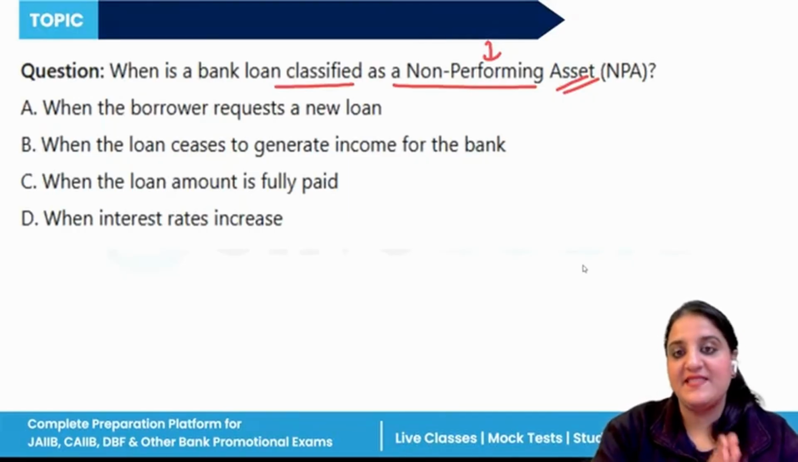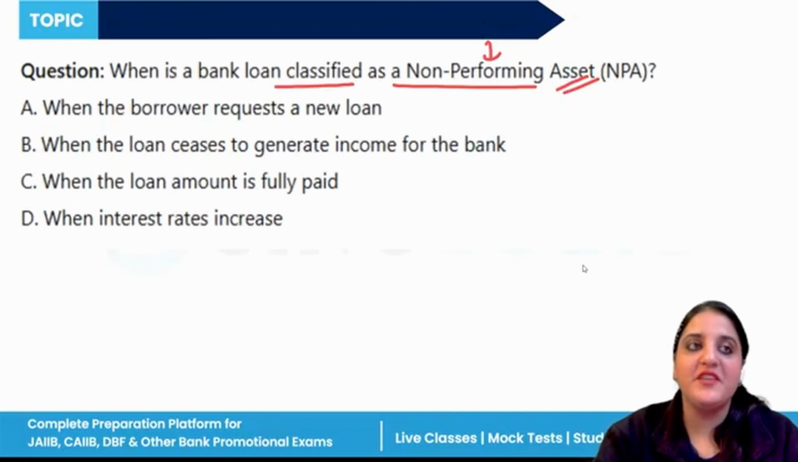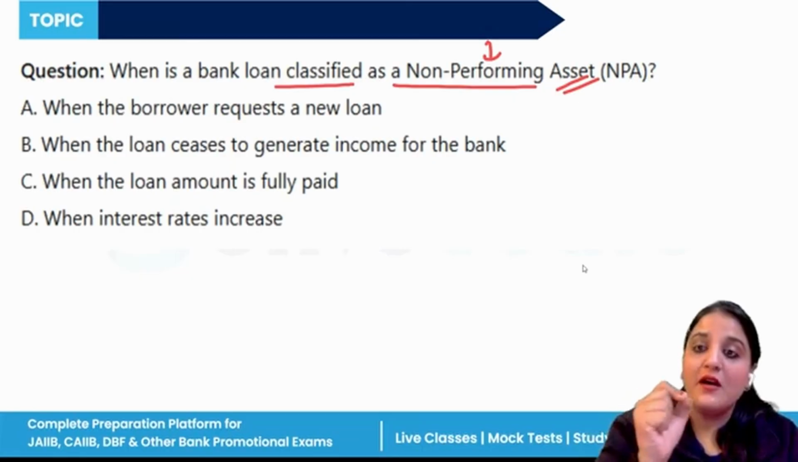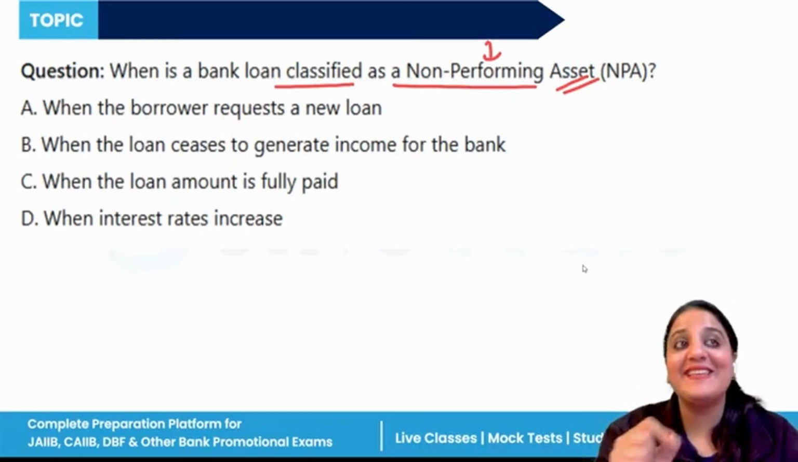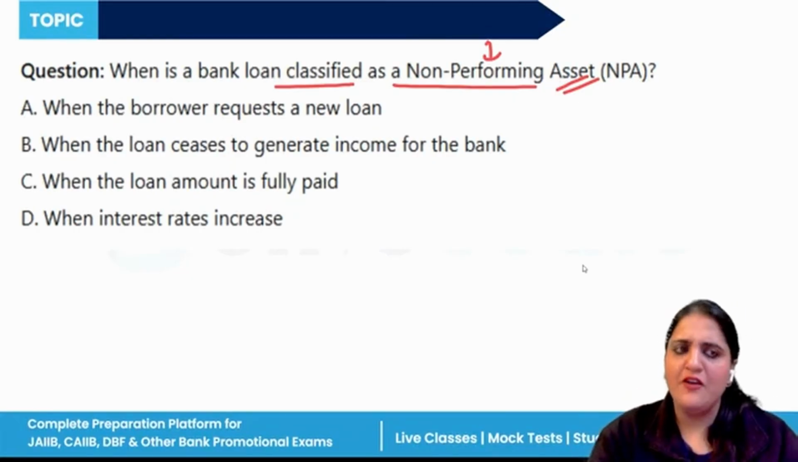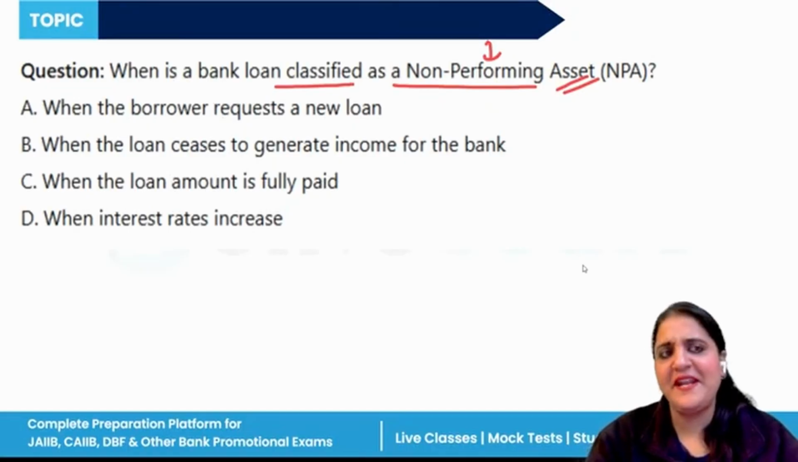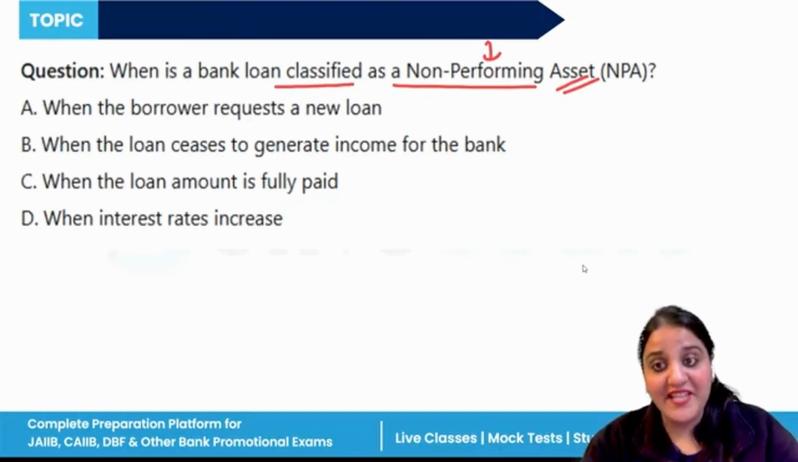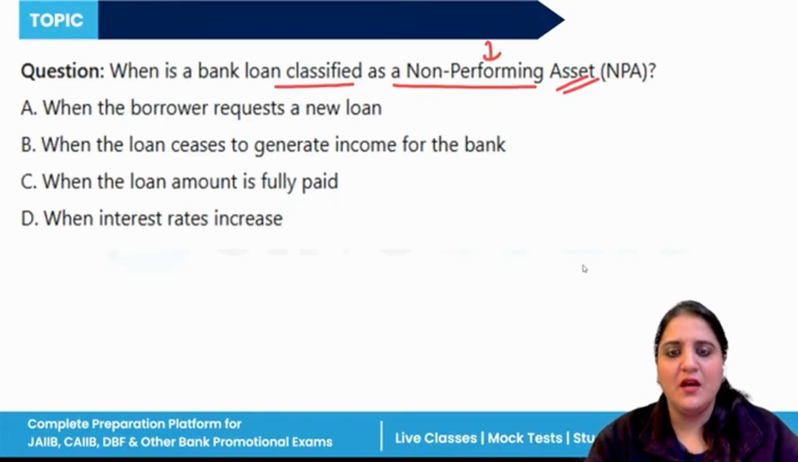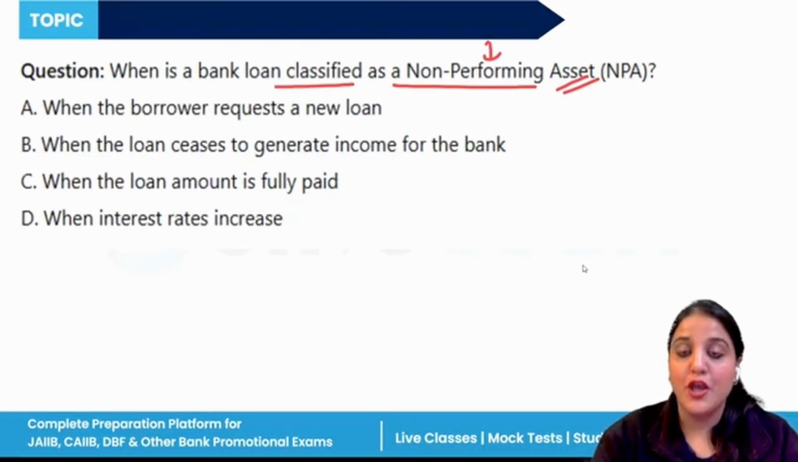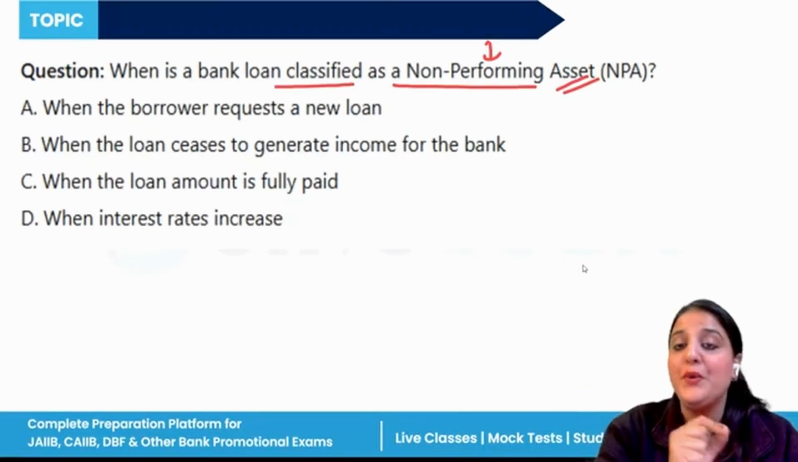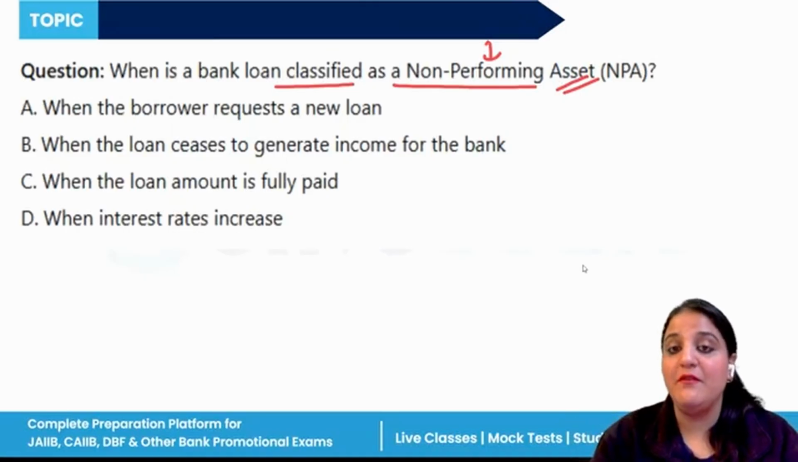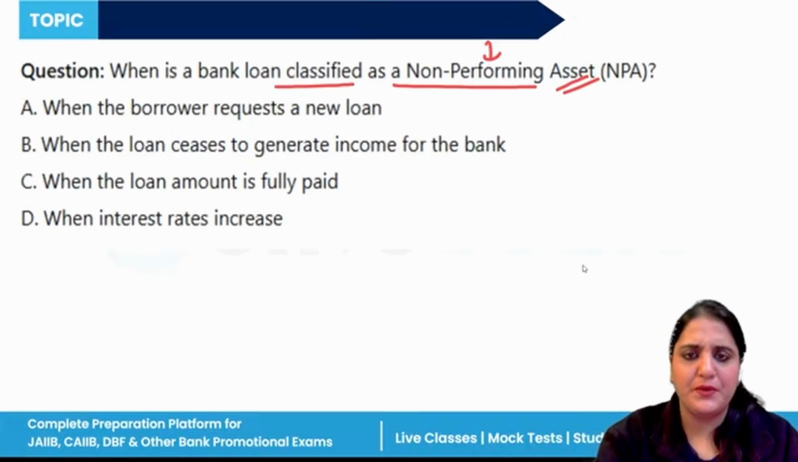Now let's take the example of Mr. Sharma, a business borrower from Jaipur. He took a loan from your branch to expand his shop. For the first 6 months, he paid regularly. But after that, due to some business losses, he stopped paying interest and principal. You notice that the loan has stopped generating income for the bank. So what should you do?